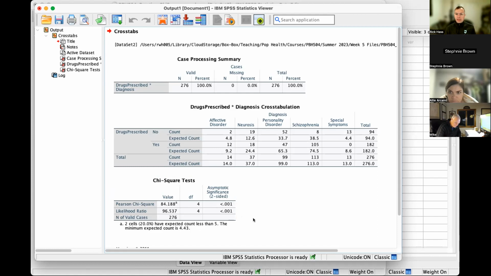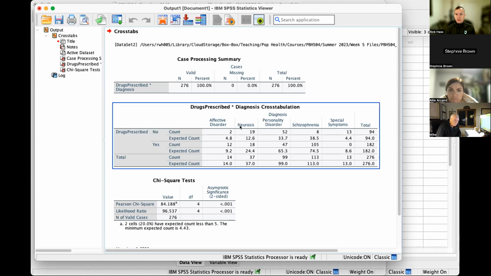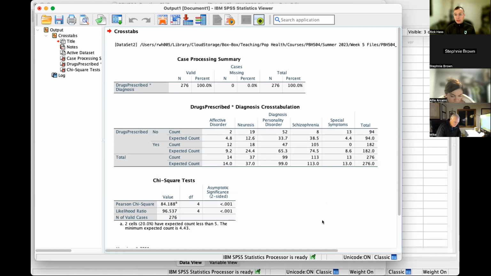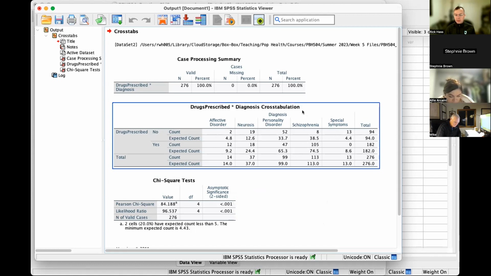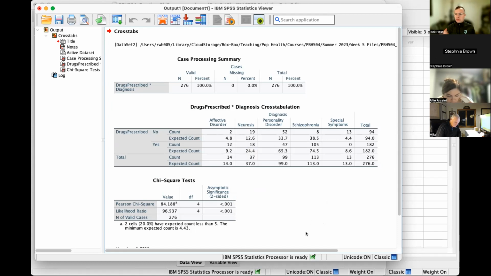Some things that you can do about that: here's where you can start to combine categories. You might, for example, combine affective disorder with the others, or in some cases you make it binary. You might make it schizophrenia versus everything else. And that will clear up the test. You can then still test the relationship, but now you've made the data a little bit more coarse. So you can help yourself out.